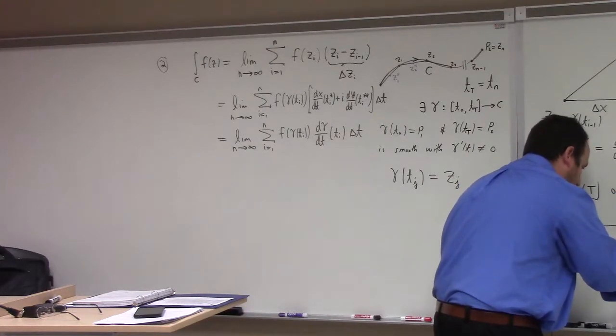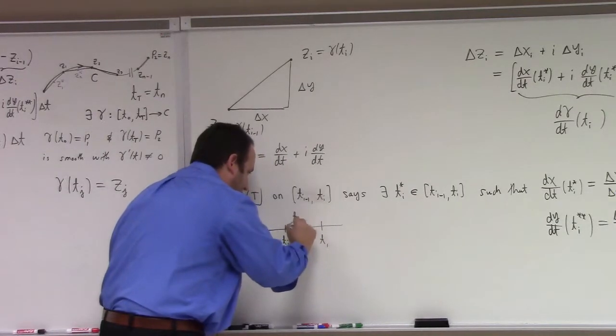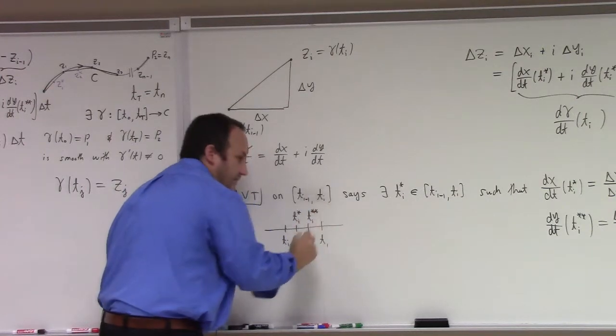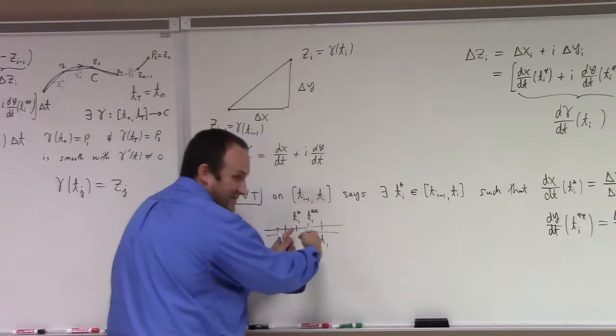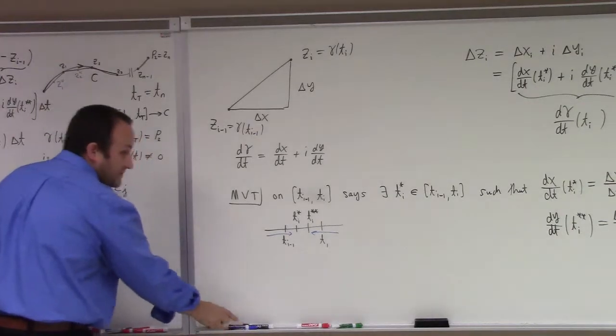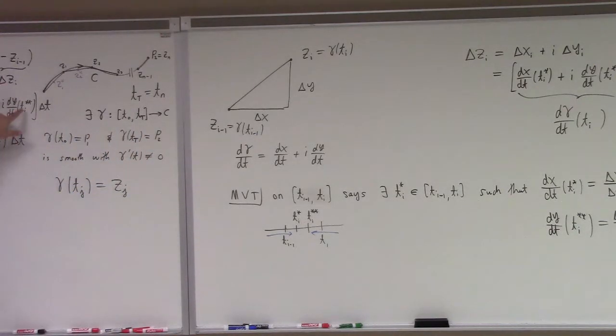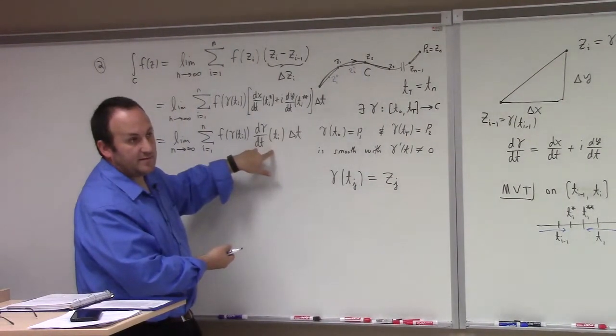And so, just to draw a picture, this is t_{i-1}, this is t_i, and t_i star and t_i star star, I don't know where they are. They're somewhere in here, right? So as you squeeze this and that way, they must all become the same thing. And that's why it's legitimate in the limit to replace these t_i stars and t_i star stars with just t_i. In so doing, I go from a sum of the x and y derivatives to just the straight up derivative of the path, right?